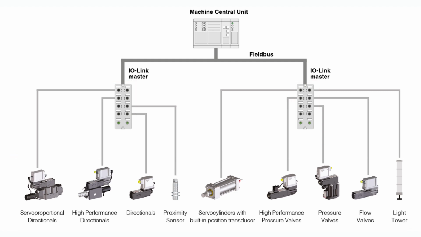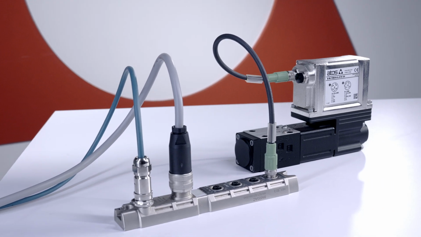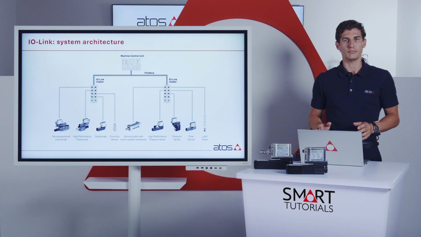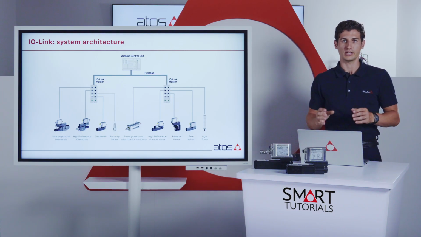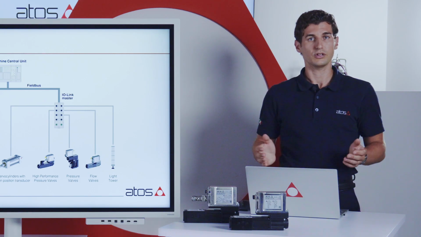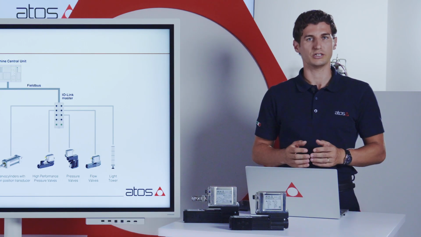From the master to the devices, communication takes place over unshielded standard cables, typically with M12 connectors. The IO-Link master can either be a module installed in the cabinet or an IP67 module installed directly on board of the machine. This structure reduces wiring and installation cost, simplifying commissioning and maintenance operations.